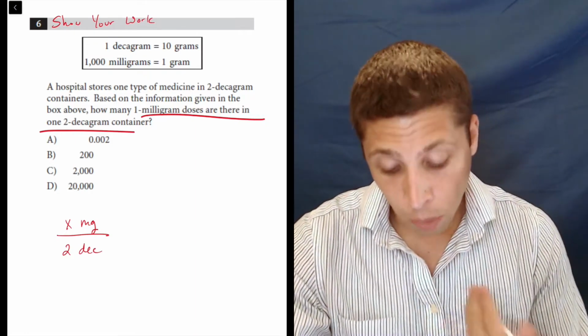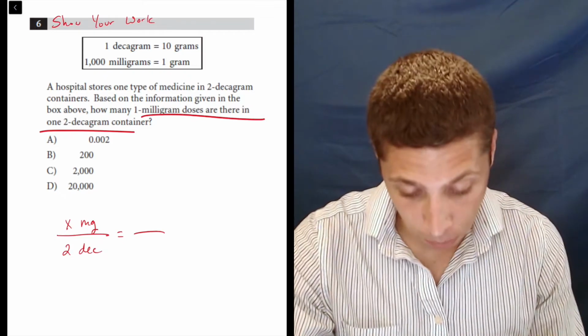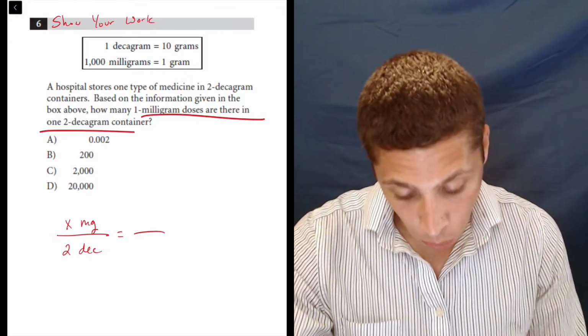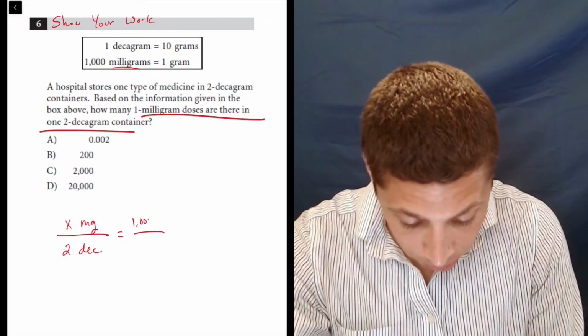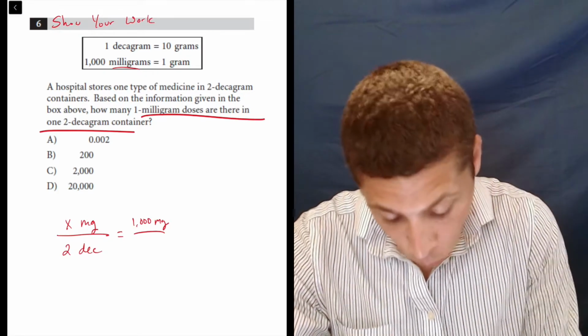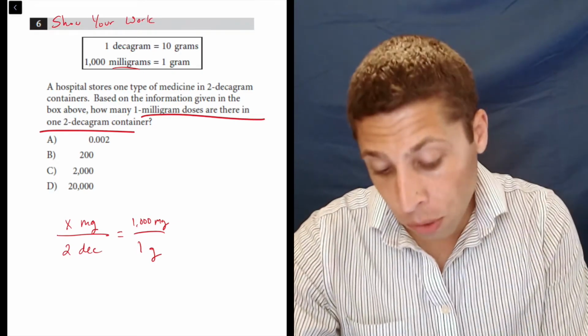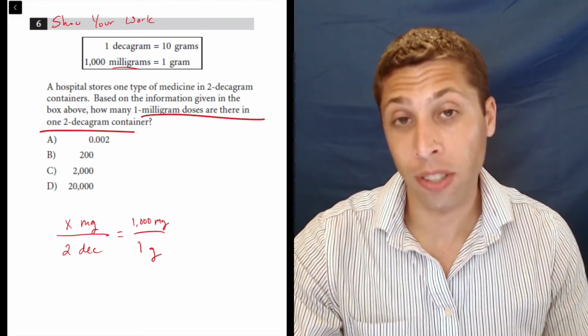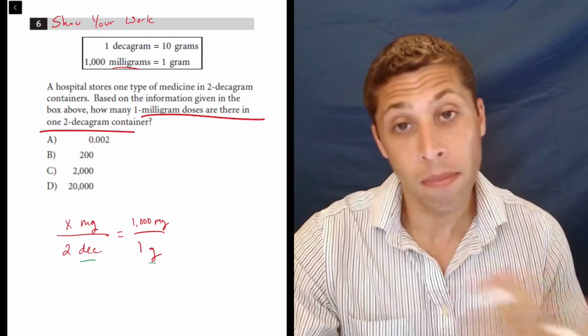Okay. Well, now I know that I want to set up another ratio that's comparable, right? So I can see, okay, well, I have milligrams right here. That's good. So that's 1,000 milligrams in 1 gram. Great. But here's the problem. This is why showing your work on ratios questions in particular is so important. Those are not the same unit.